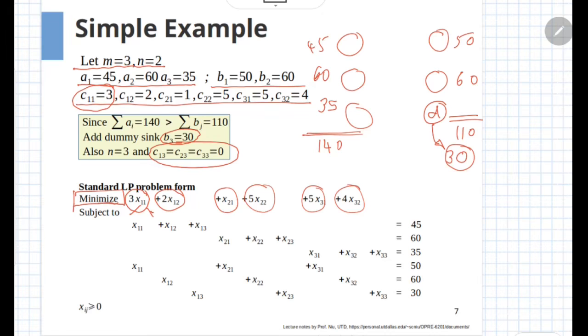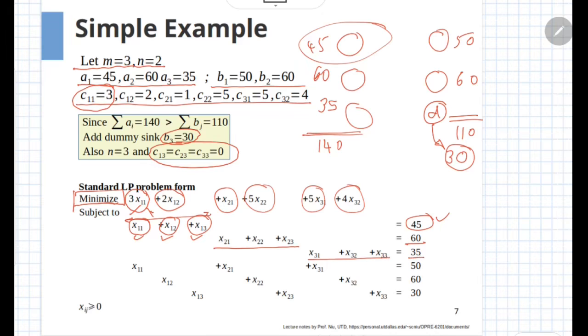The constraints are given in terms of the quantities which are supplied from origin 1. So this is the origin 1 which has got total quantity of 45 available with it, and it is supplying to the first destination, second destination, third destination, the quantities as shown here, x11, x12 and x13. So total dispatch from origin 1 to the different destinations must be equal to 45. Similarly, for the second origin it is 60 and the third origin it is 35.